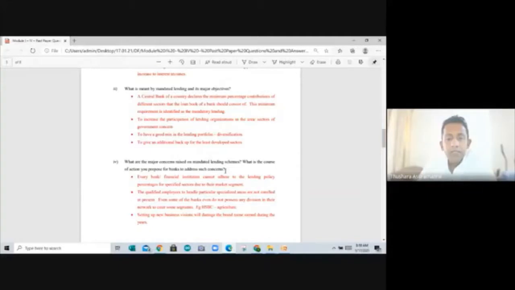Setting up a new business vision will damage the brand name and earnings during the year. Because originally you say your vision, mission, objectives are like this. Now the mandatory lending is coming about women empowerment, entrepreneurship, export, agri, and so many things. But if you want to comply with those things, you need to change a bit of your vision also. But in some customers' view, you are like a king. But with this, you are coming to a different person, in customers' perception, shareholders' perception. They don't want you to go there, but they want their margins, right?